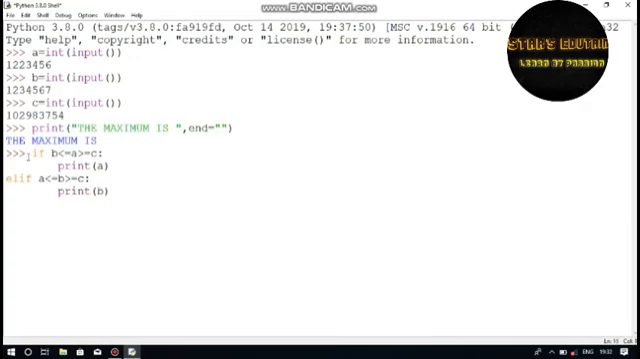B, and else, the last one. Print out C. Here's the maximum number, as I told you earlier, is C.